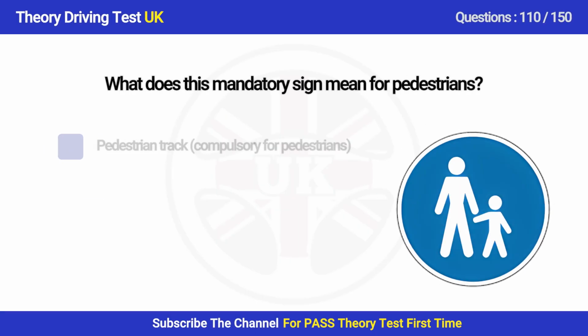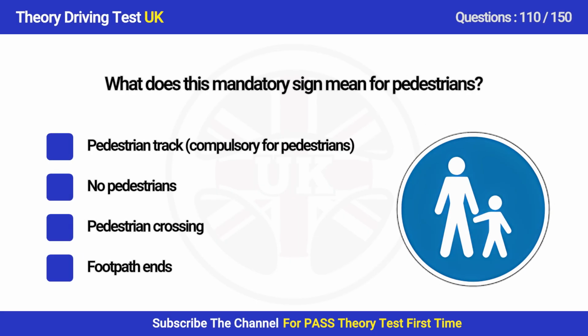Question 110. What does this mandatory sign mean for pedestrians? A. Pedestrian track compulsory for pedestrians. B. No pedestrians. C. Pedestrian crossing. D. Footpath ends.